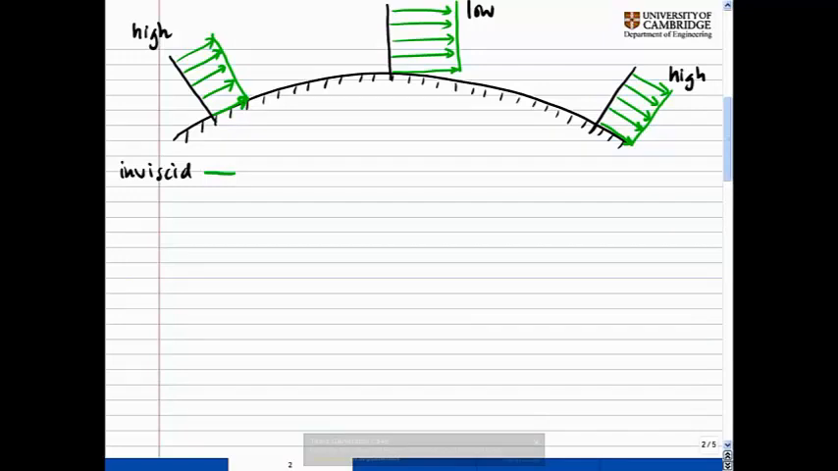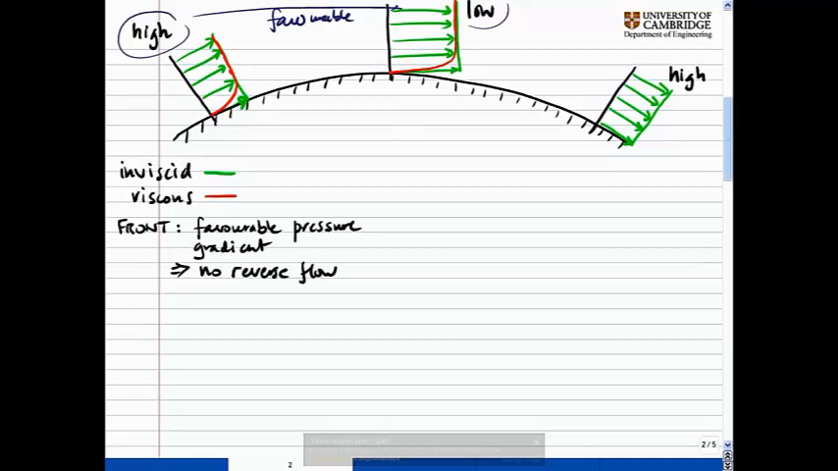So let's draw in red the velocity profiles for a viscous fluid, fairly similar in the free stream, but then near the boundary we get a drop off in the velocity. Now note that in going from the front to the middle we're going from a high pressure to a low pressure, so that's a favourable pressure gradient, and we're going to find that the boundary layer gets a little bit steeper. Everything's being accelerated due to the pressure gradient, so we get a slightly steeper boundary layer profile. And of course that means that there'll be no reverse flow around the front of the object.